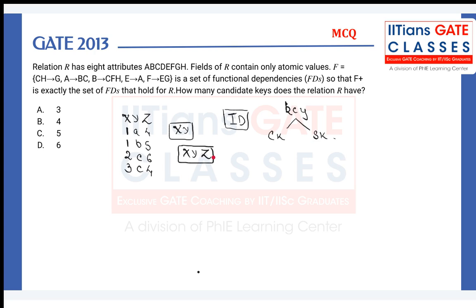But is this a candidate key? Meaning, can you get a smaller key than XYZ? Yes, we just saw that. If you remove Z, you get a smaller key. But XYZ is still a key attribute. So XY is our candidate key, and XYZ is our super key. Is the difference clear between candidate key and super key?